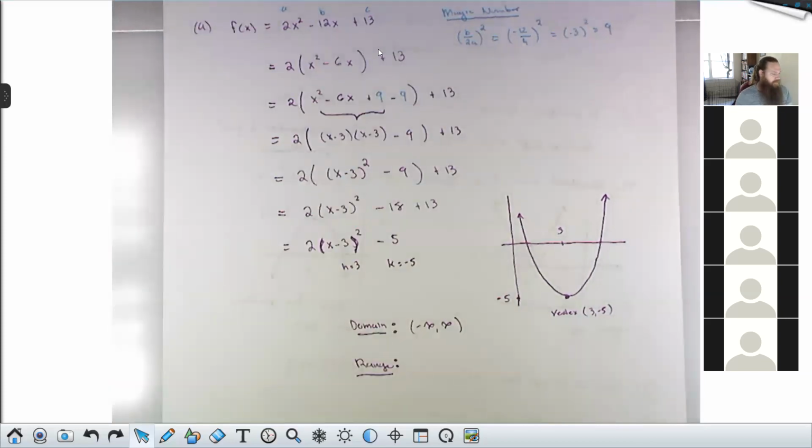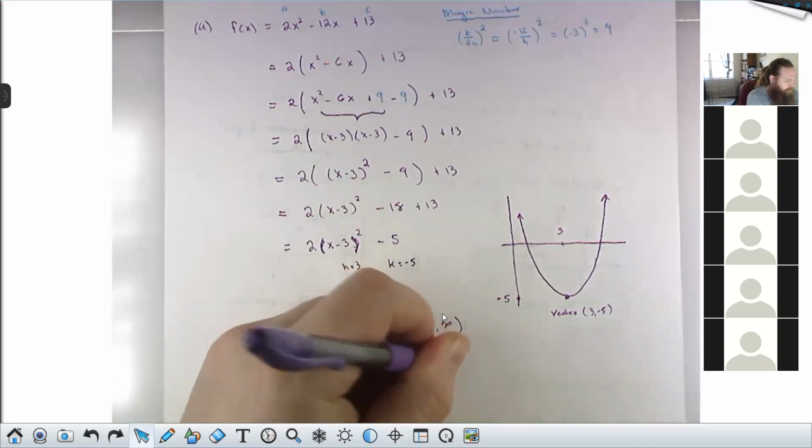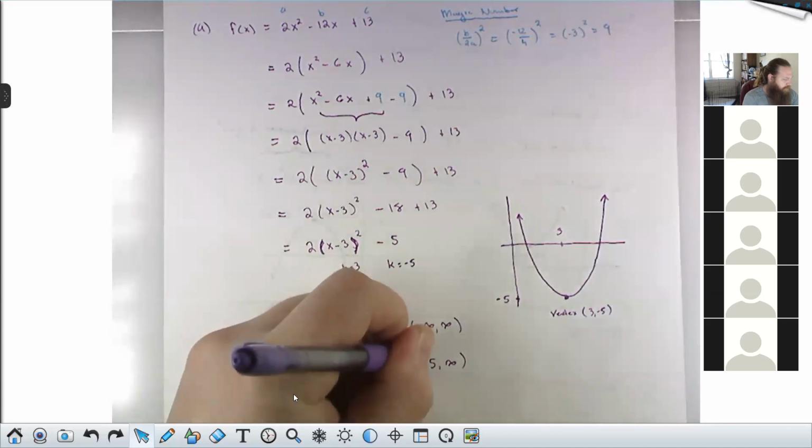The range is a bit more interesting though. What's the range of this function? -5 to infinity. Very good. Yeah, -5 to infinity. And the infinity symbol always gets a parentheses. What about the -5 here? A bracket. Yeah, this one, the -5, I think I heard it as a bracket here.